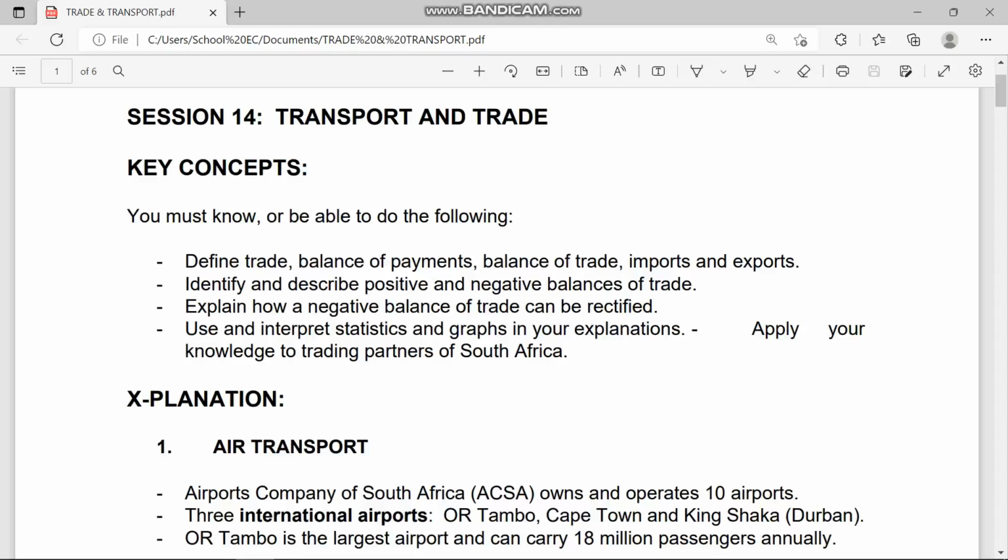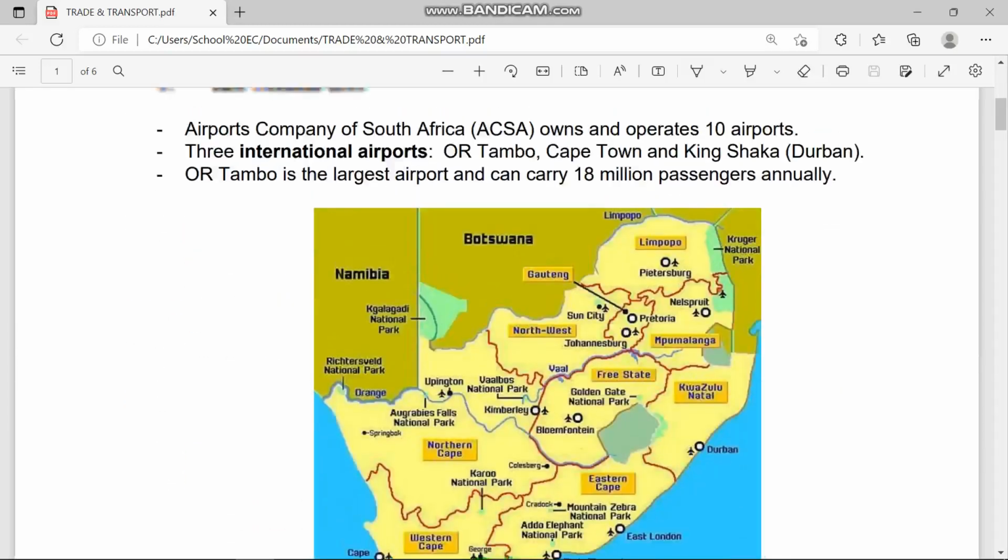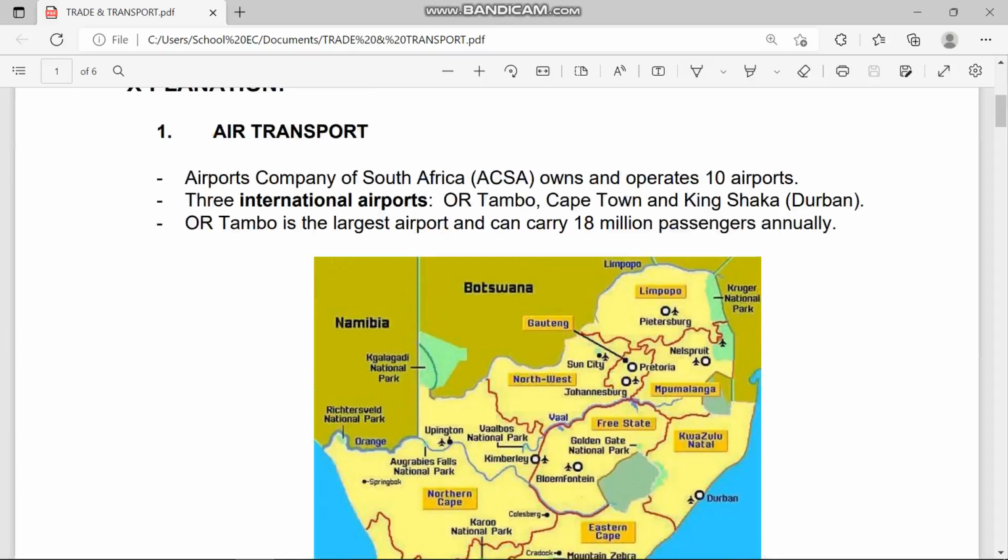As you already know, today we're going to be discussing trade and transport. So let's get to transport and see how transport helps trade, how trade can be effective with using transport, and how the absence of infrastructure in terms of roads, transport, and so on can affect trade. So let's start with airports, looking fundamentally at South Africa.